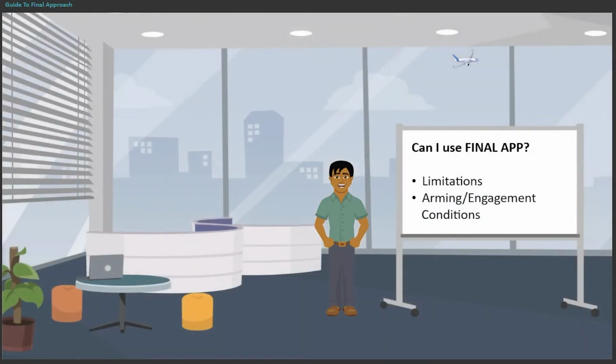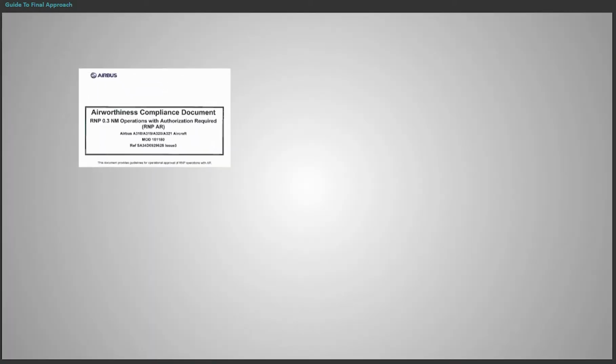In the first part of this module, we will look at the question, can I use final APP? We will explore the limitations along with the arming and engagement conditions. Requirements for the navigation database can be found in the Airbus Airworthiness Compliance document, for example, the one for RNP AR 0.3.